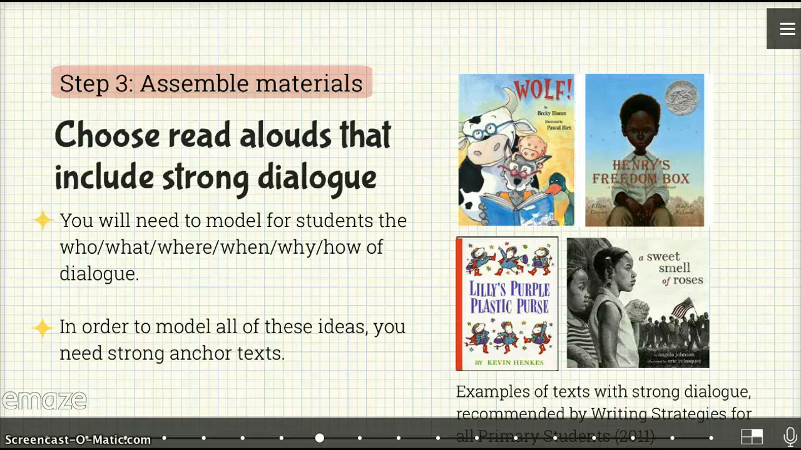And so now we get to the mini lesson part. Before we start, we have to get our stuff together. The biggest thing for step 3, especially with dialogue, is that we need to choose books that include strong dialogue. These examples on the right are all examples of text with strong dialogue, and these were recommended again from the book Writing Strategies for All Primary Students. I really recommend that we use texts that have pages with dialogue and pages without dialogue so that we can point out the differences for our students.